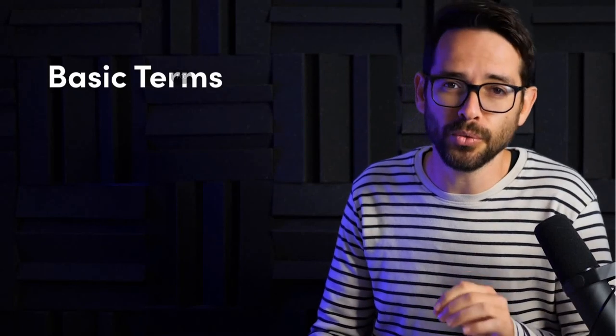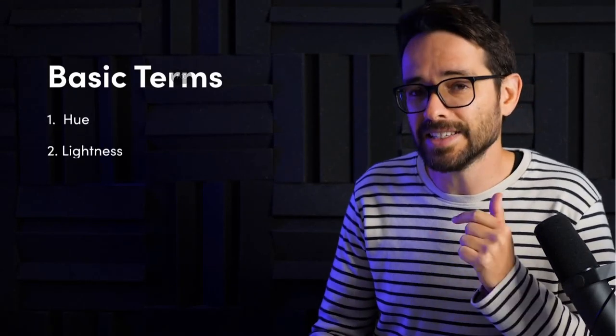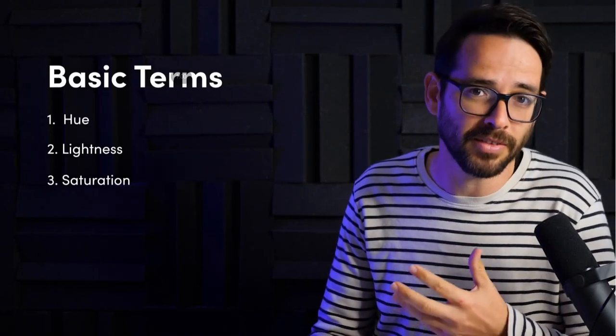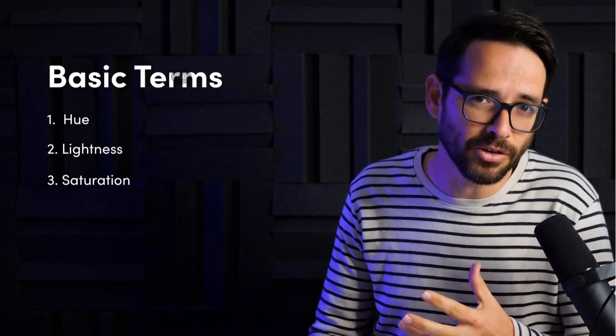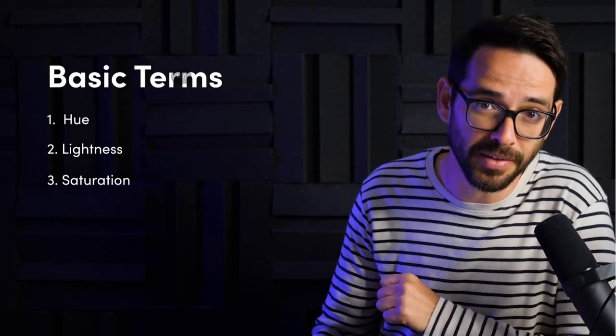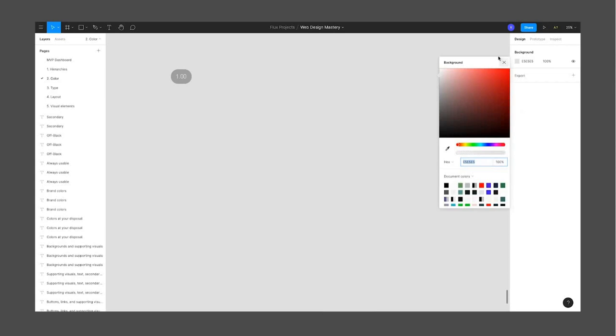I want to cover three basic terms. Those are hue, saturation, and brightness, and we're going to use them when talking about design. So I want to show you how that looks like and what that means. Let me jump into my design software to show you. The best way for me to explain these terms is actually to show you a color picker. I'm going to show you this in Figma, but this actually looks exactly the same in every design software.